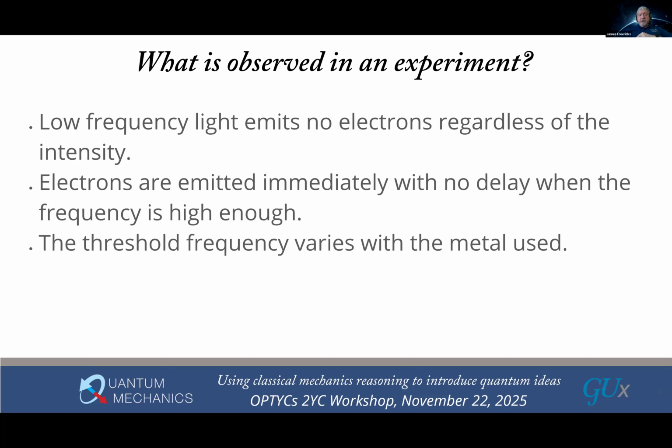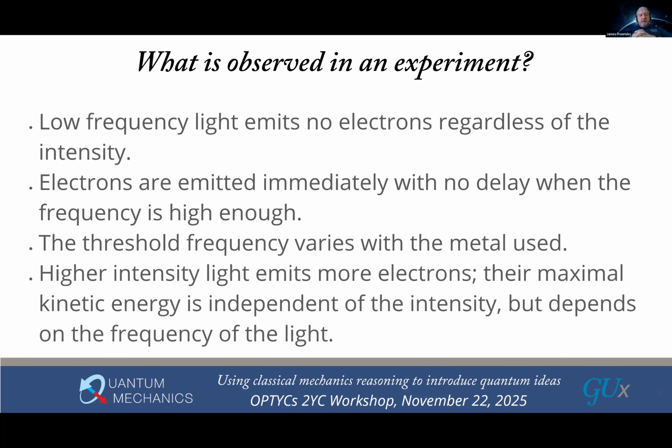The threshold frequency varies with the metal used. This can also be described classically. And then finally, higher intensity light emits more electrons, and their maximal kinetic energy is independent of the intensity, but depends on the frequency of light.